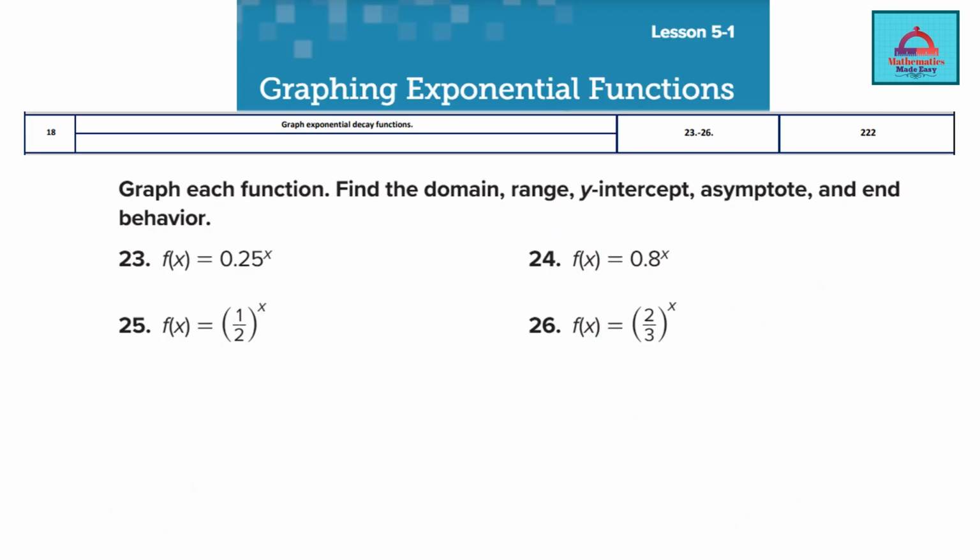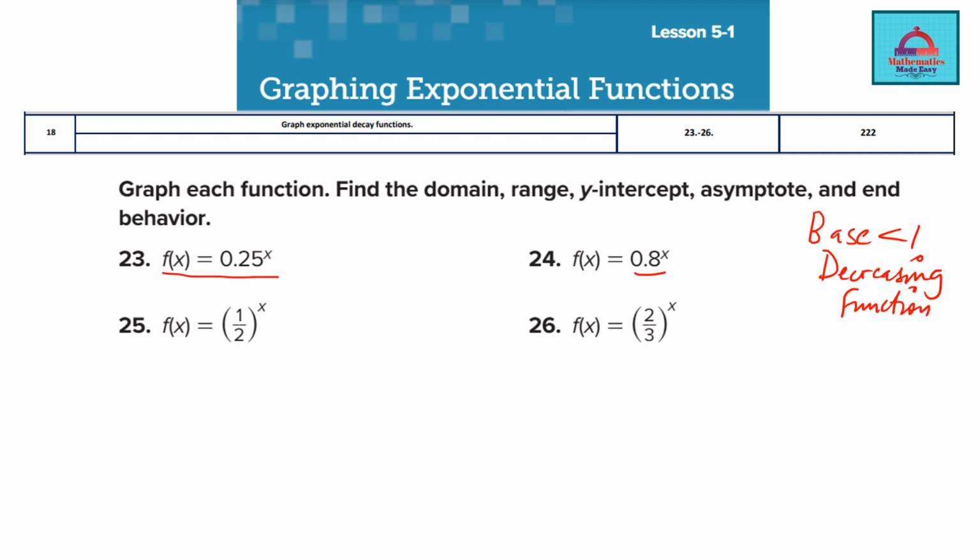Let's now solve questions on lesson 5.1, graphing exponential functions. So when you are graphing, you are given equations like this. Now observe that for all the 4 equations, the base is less than 1. What is the base here? 0.25. What is the base here? 1 by 2. What is the base here? 0.8. What is the base here? 2 by 3. So it will be a decreasing function.